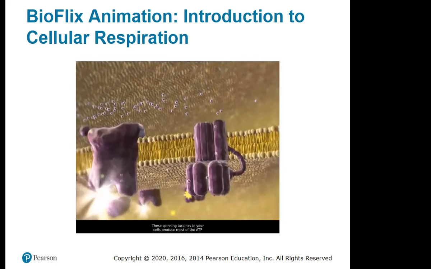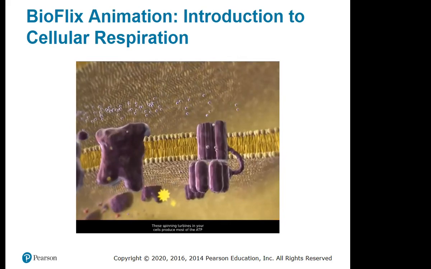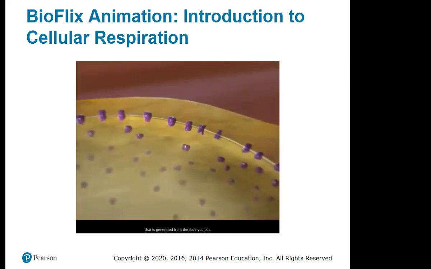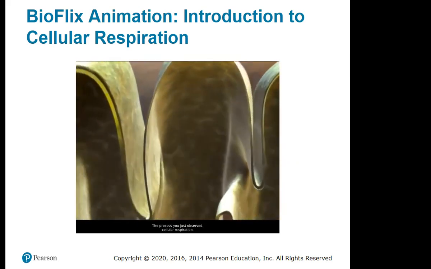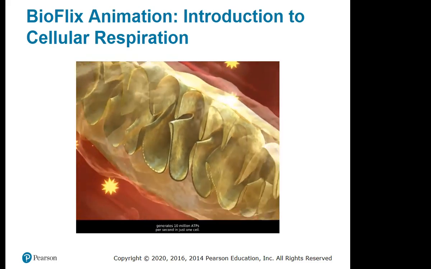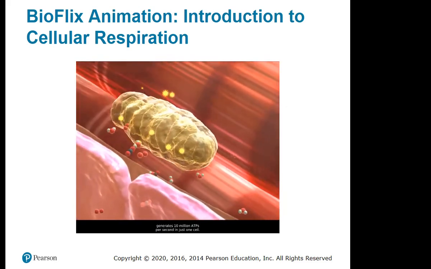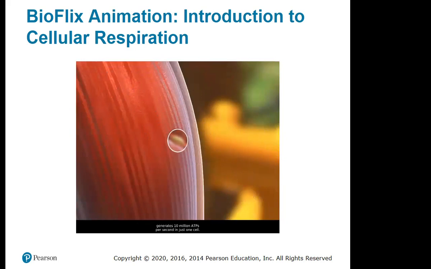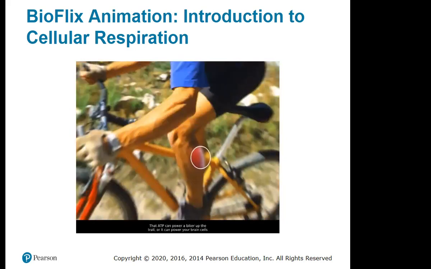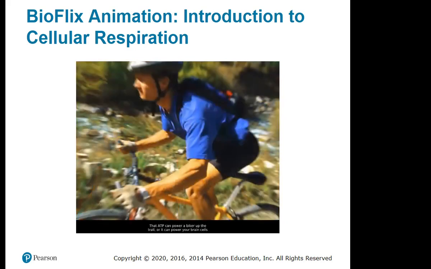These spinning turbines in your cells produce most of the ATP that is generated from the food you eat. The process you just observed, cellular respiration, generates 10 million ATPs per second in just one cell. That ATP can power a biker up the trail, or it can power your brain cells as you learn challenging biology topics.